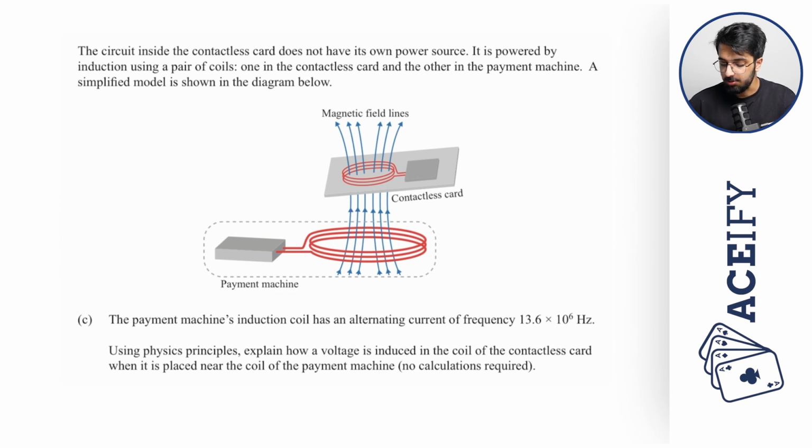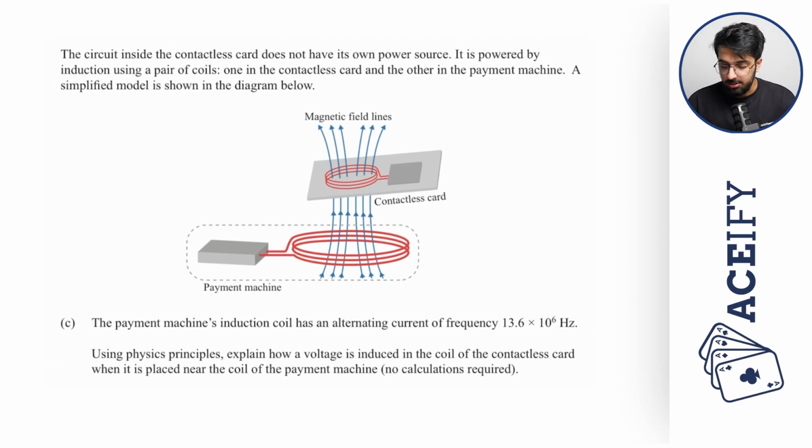No calculations are required. So the alternating current in the payment machine will induce a changing magnetic field within the payment machine's coil. When the coil of the contactless card is close enough to the coil of the payment machine, the changing flux within the payment machine will result in a changing flux within the contactless card, thus inducing an EMF within the coil of the contactless card. And so you can write that in.